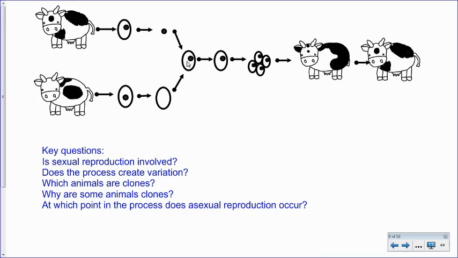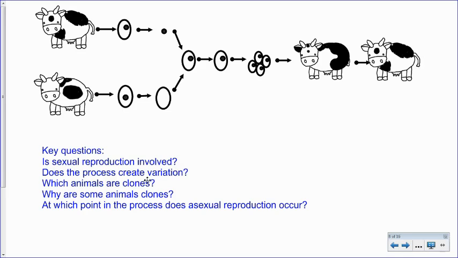So all that happens is the new cell here grows into an embryo. The embryo is implanted into the surrogate, and all that happens there is that this embryo develops within the surrogate until it's ready to be born, and then you get your clone. That is a clone of that. Any sexual reproduction? No. Does it create any variation? No. They are absolute clones.